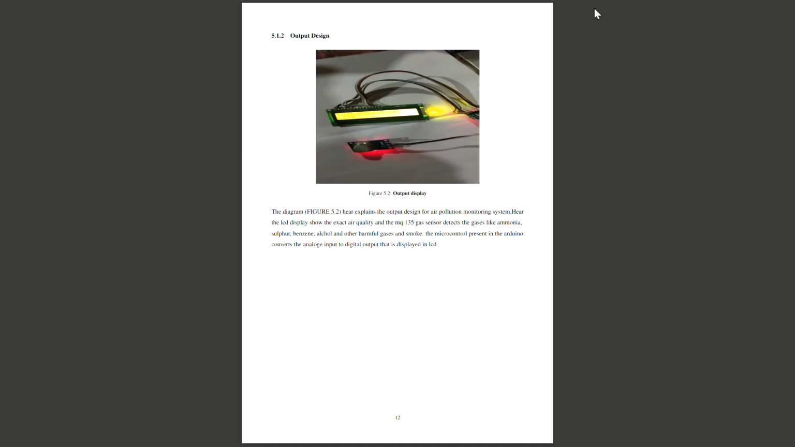And this is the output design. The diagram clearly explains the output design of the air pollution monitoring system. Here the LCD display shows the exact air quality and the MQ135 gas sensor detects gases like ammonia, sulfur, benzene, alcohol and other harmful gases and smoke as well.